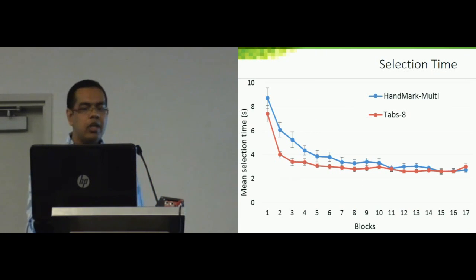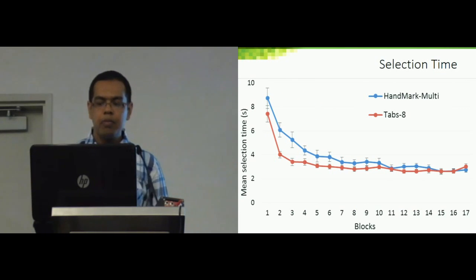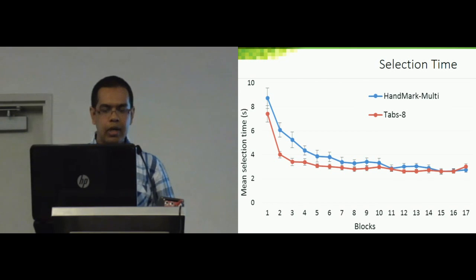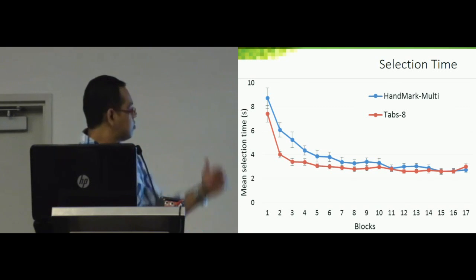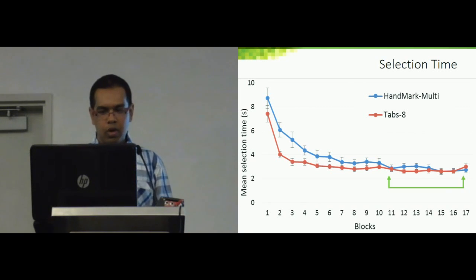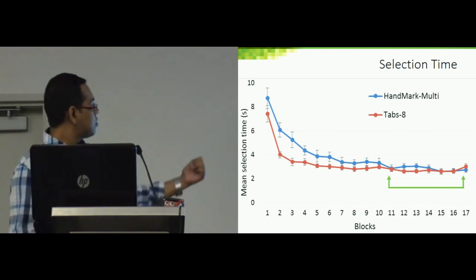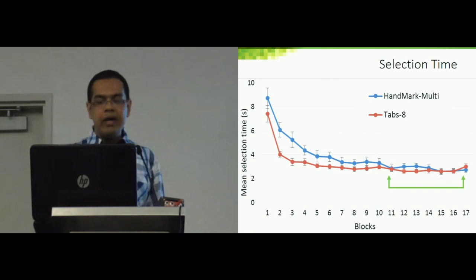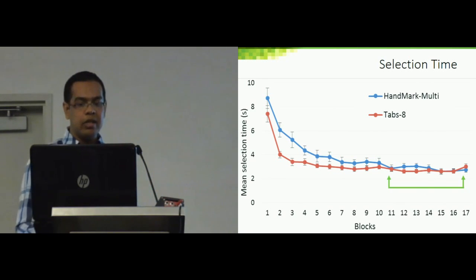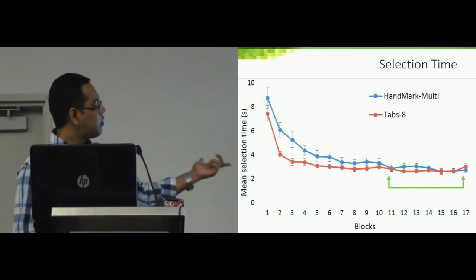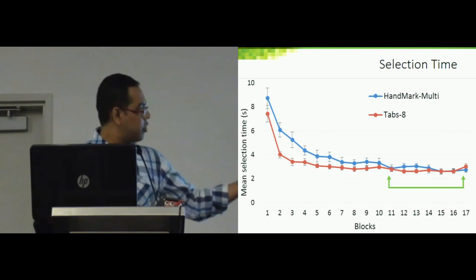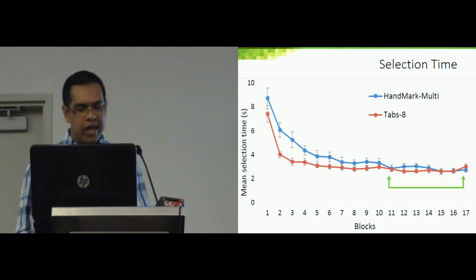If we consider the graph of selection time between HandMark-Multi and tabs 8, we see that overall tabs 8 performed better between the two techniques. In the early stages, as the command locations were totally unknown to the participants, both versions were slow. However, from the graphs, it's also evident that at later stages, after learning the command locations, HandMark-Multi also started to perform at an equal rate with tabs 8.